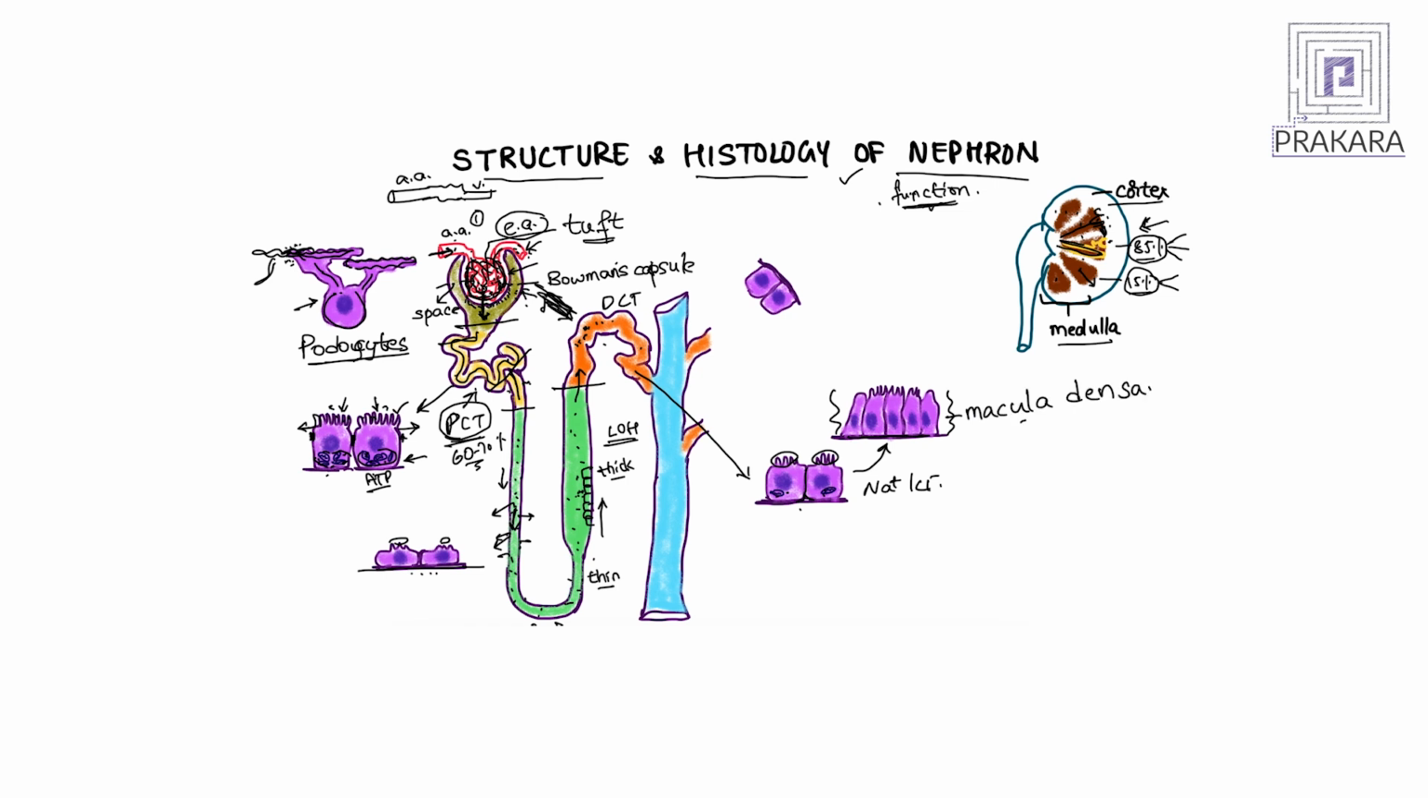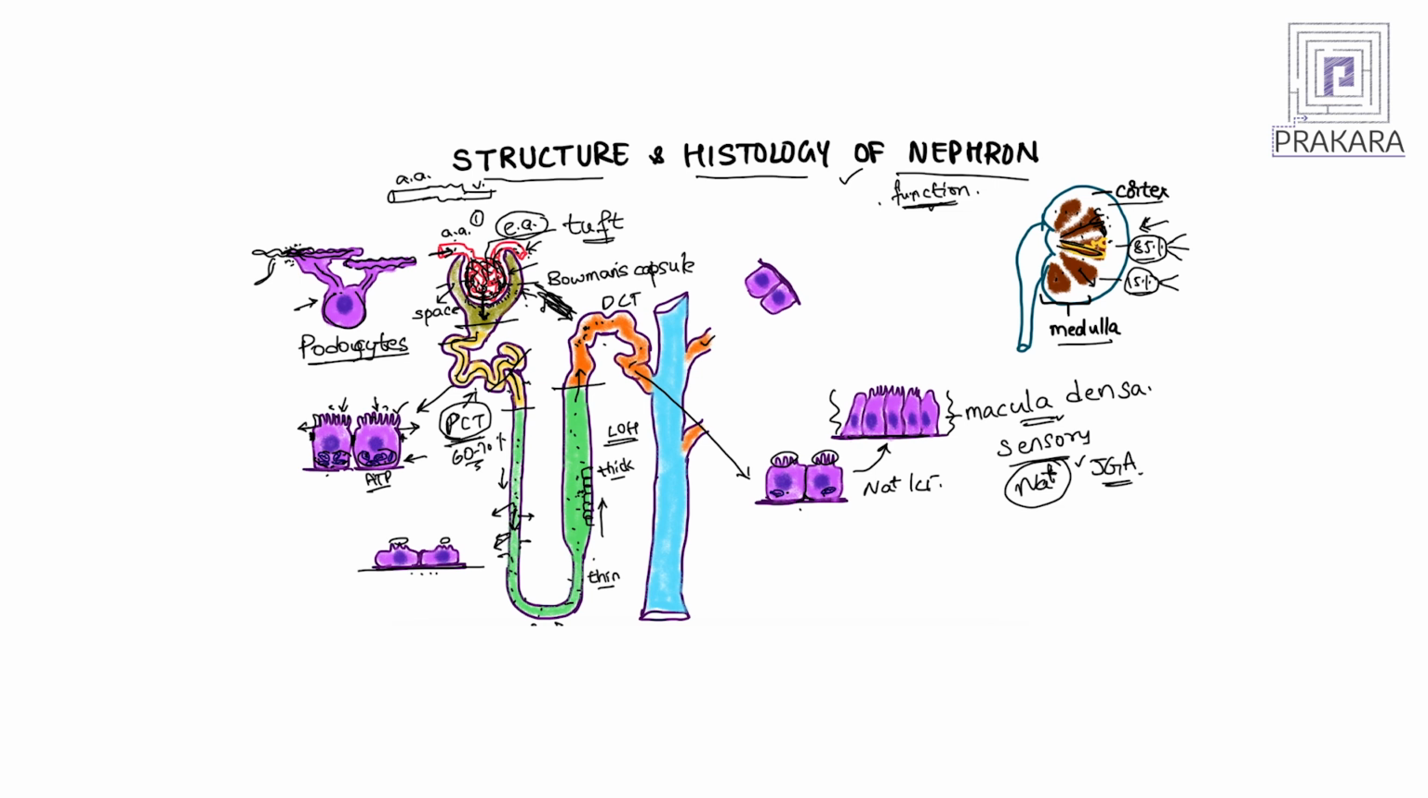Macula densa. These cells will be sensory in nature. They keep sensing the sodium amount in the distal convoluted tubule and they take part in a system called the juxtaglomerular apparatus, which we shall learn in later classes.